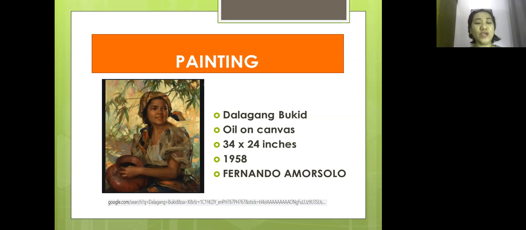So basically, when we do some painting, we see to it that the colors are harmonized. They harmonize with each other. The colors create a very fine, soft texture, and they do not contrast each other. So that is how the Dalagang Bukid of Amorsolo was created. The colors are very beautiful and very smooth, and the subject is really emergent, very apparent, very visible.